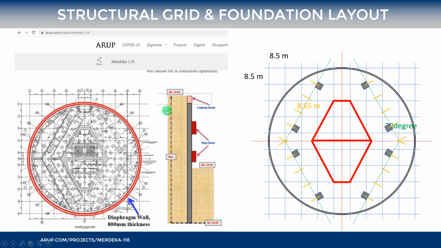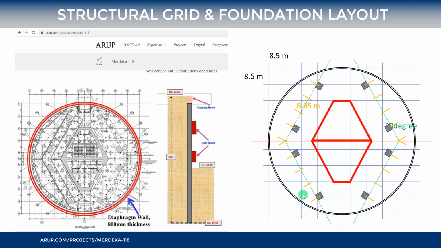I've rounded things to some different numbers here, where I think we're going to be right in the range of 8.5-meter grids in both directions. I think we're at about a 30-degree angle on the core shape here. We have essentially 8 mega columns, and we also have this belt or ring beam that runs through the foundations here.